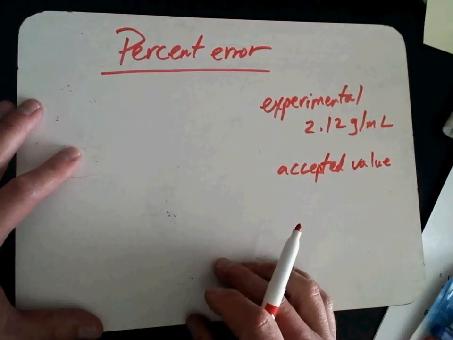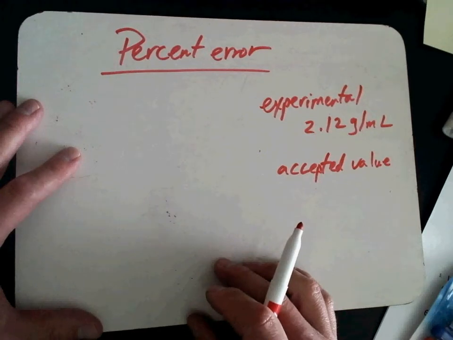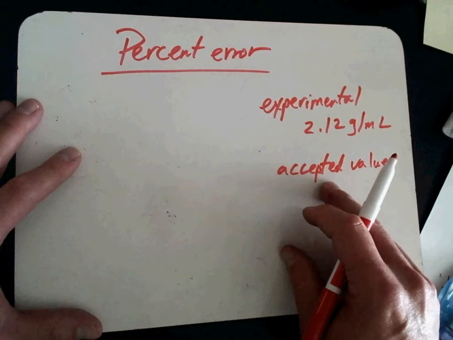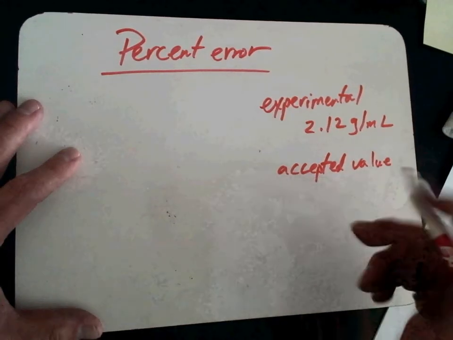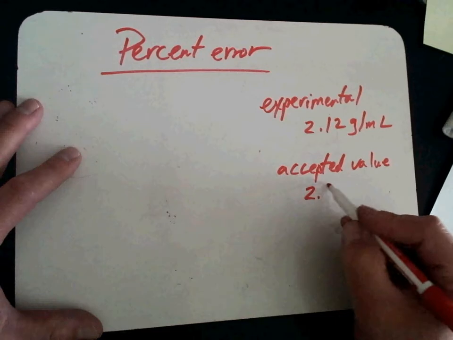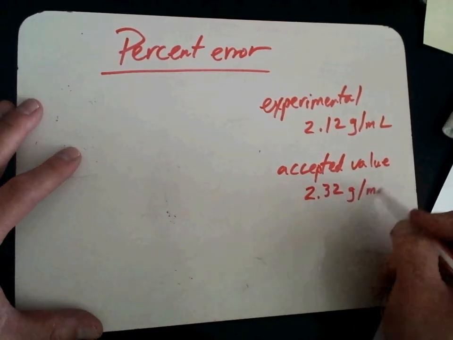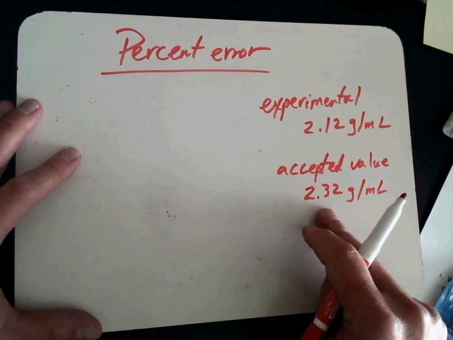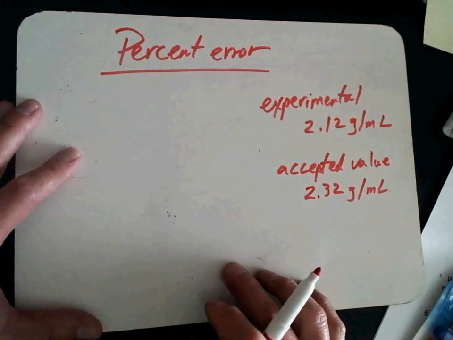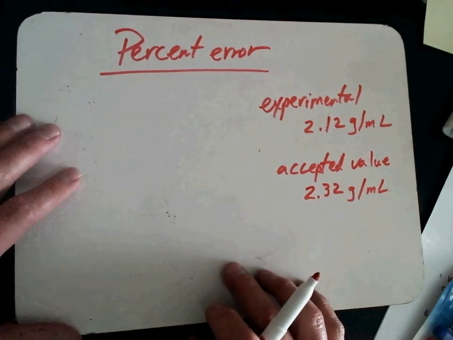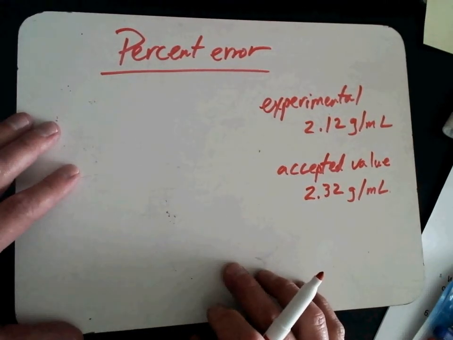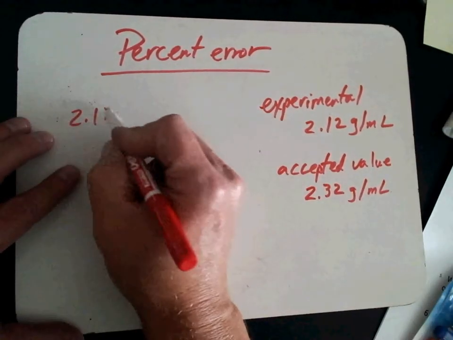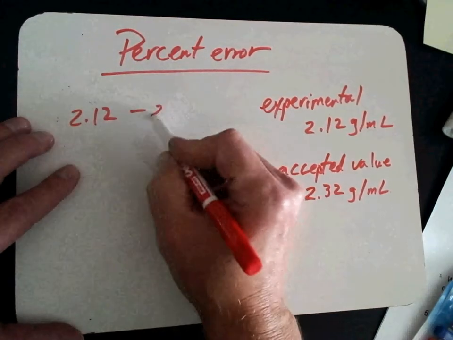I'm going to give you the accepted value. Now, I'm going to be honest with you, most people are not going to get this number every time. We don't have the best equipment in the world to do it with, but this is the accepted value, and let's say it was 2.32 grams per milliliter. So it is known that that substance has a density of 2.32, and you got 2.12. So we're going to do exactly the math involved. The formula said take your experimental value, 2.12, and subtract 2.32.